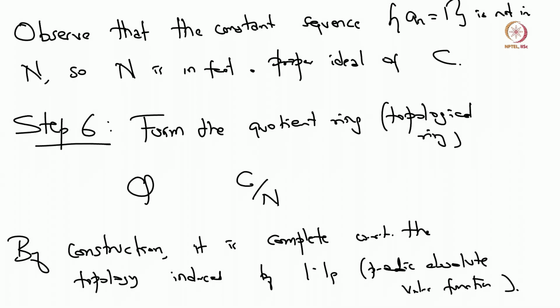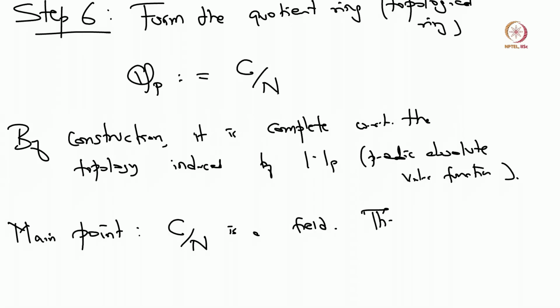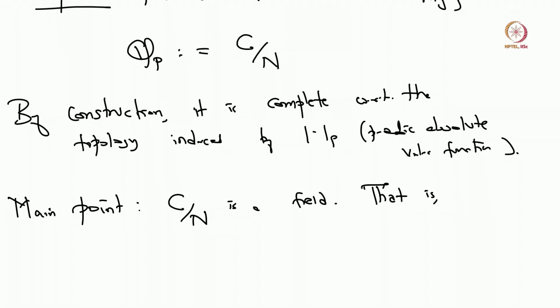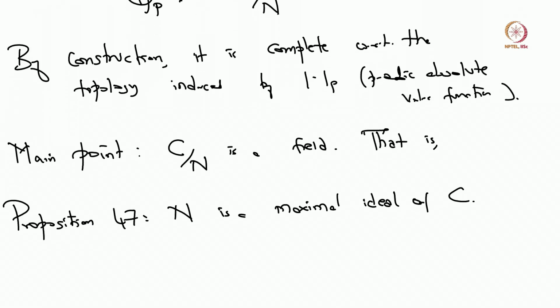Okay, and Q_p is defined to be this ring C mod n. Okay, and so the main point is to show that this quotient ring is in fact a field, is to show that C mod n is a field. Okay, and so what does that mean? So what you have to show is that the ideal that you are quotienting out by, that's a maximal ideal. So what we have to show is that n is a maximal ideal of C.